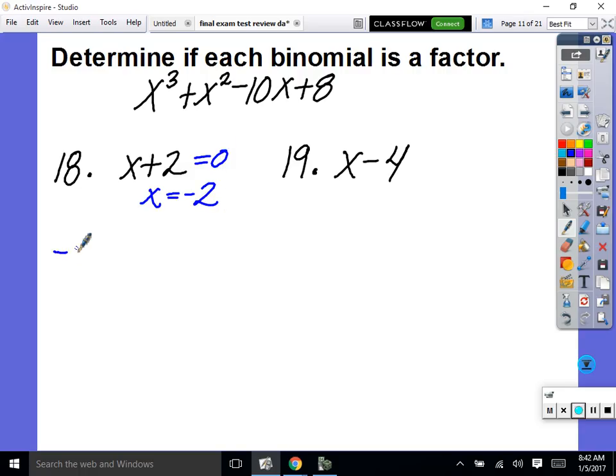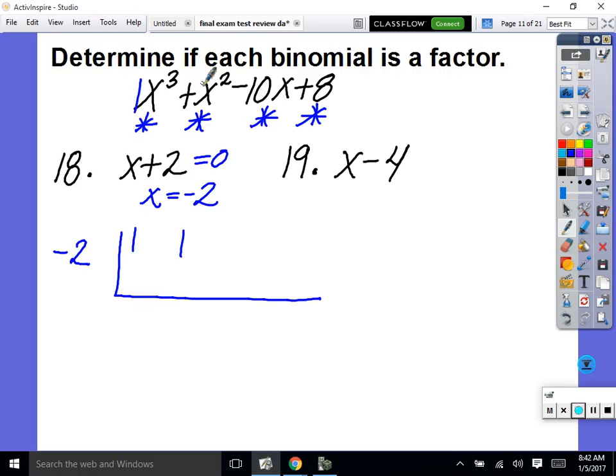So we put a -2, we draw our little box, and then you put the coefficients, the number in front of the variable, and you've got to check this. We start with degree 3, then degree 2, degree 1, and a constant. If you're missing any degree, you've got to put in a 0, okay? So we put a 1, and then a 1, and you've got to do the signs with it, -10, and then +8. And then remember, you drop this one straight down. So drop it straight down, then you multiply up. 1 times -2 is -2. We add straight down. Basically, there's a 0 here, you add straight down and you get 1.